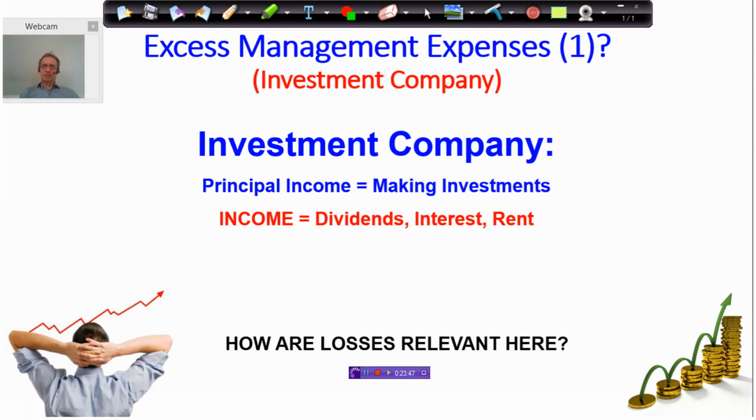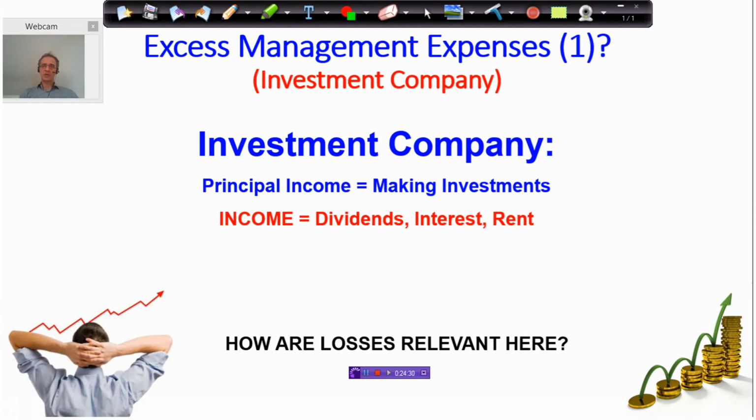Okay. Next point here: the word investment is a bad word more often than not within tax, and what we're saying here is that we have a specific situation where we have what we call an investment company. That will be very clear from the question. An investment company is a company that derives most of its income from making investments, as you would expect. The income it has will be in the form of perhaps interest or rents or dividends. And I think the key point here is, how are losses relevant?